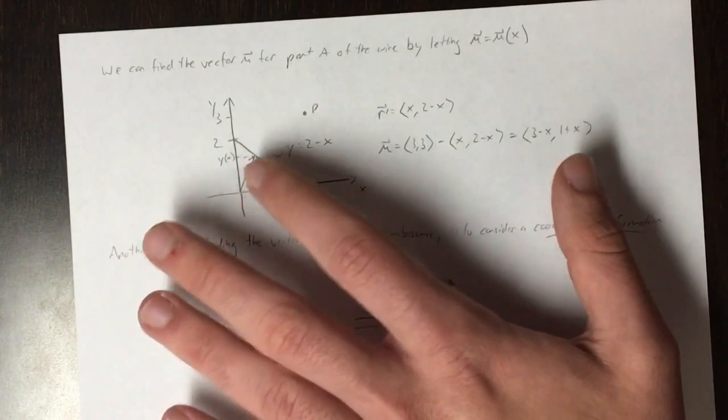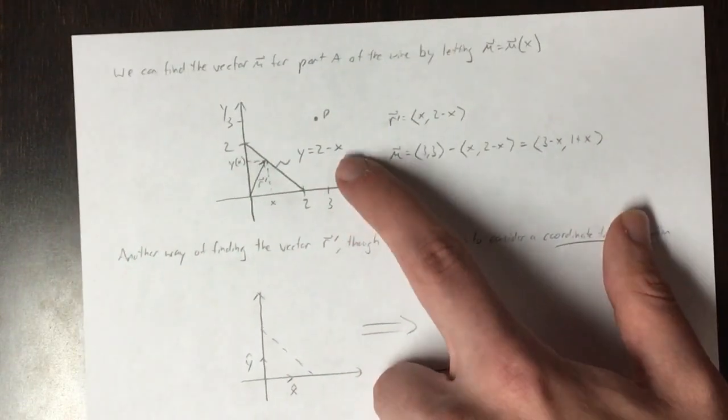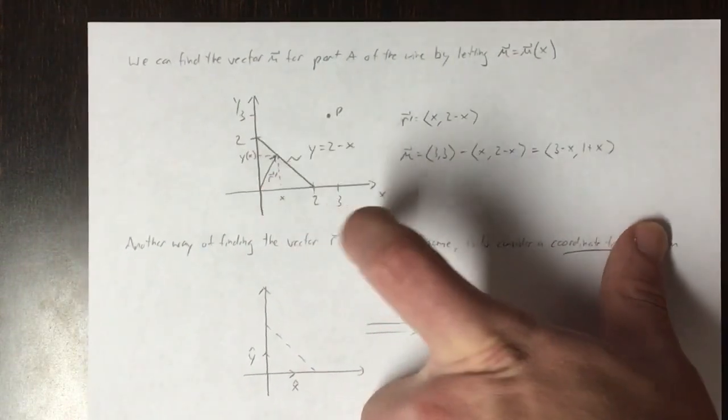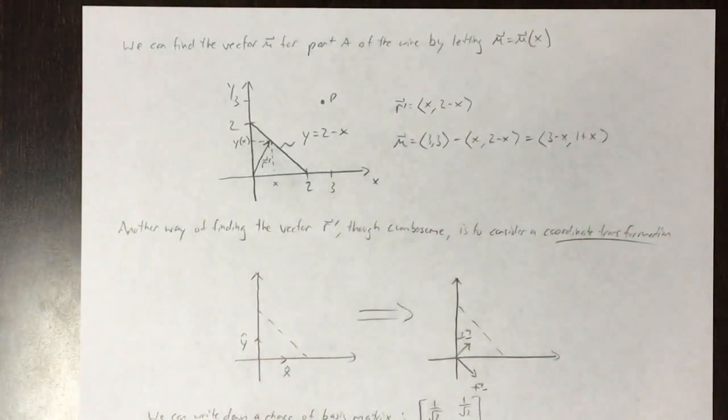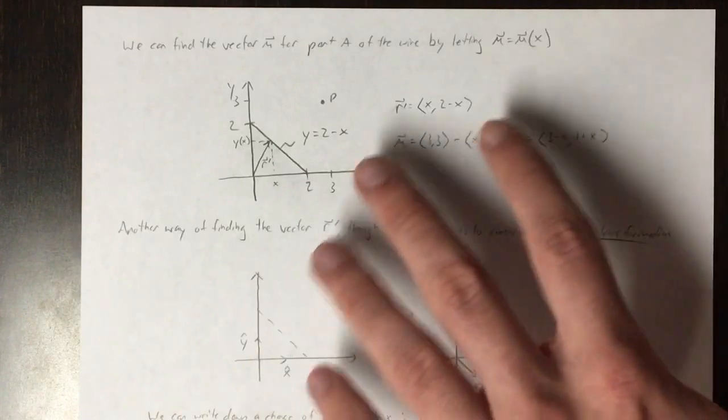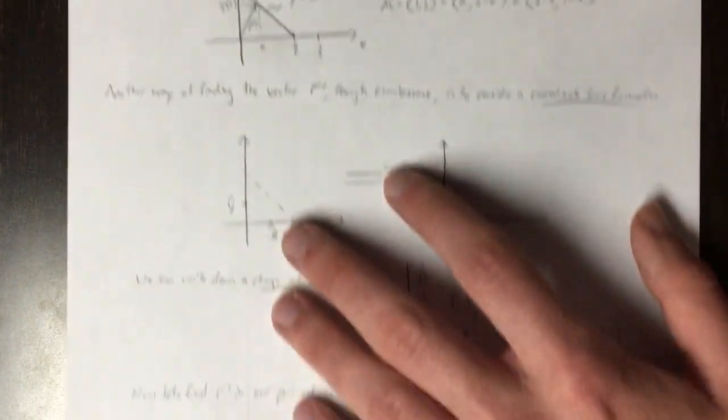This is the easiest way of finding this vector. It's relatively quick. You just need to find the equation for this line so you can express this all in terms of one variable to integrate in one direction. Okay? So we only want to do a single integral for this problem.